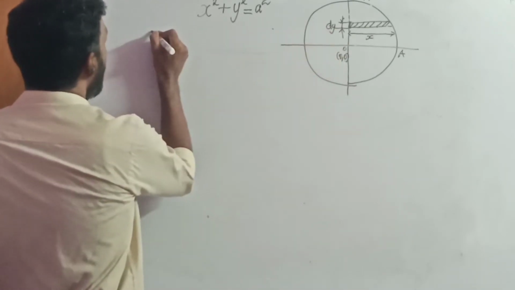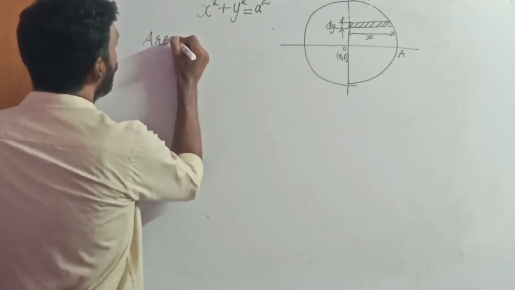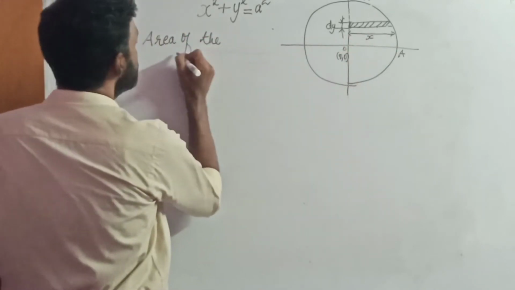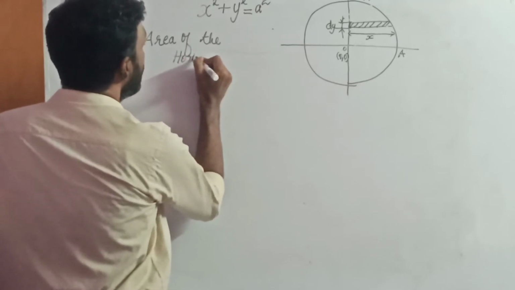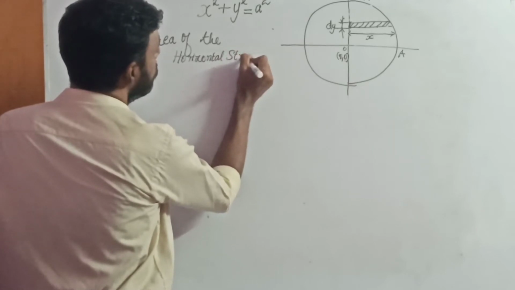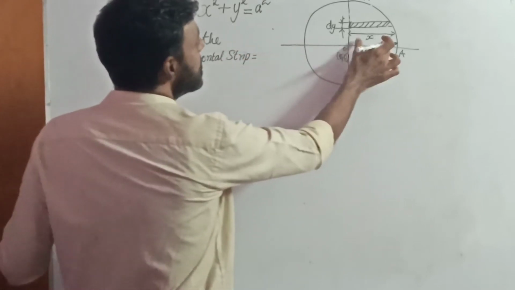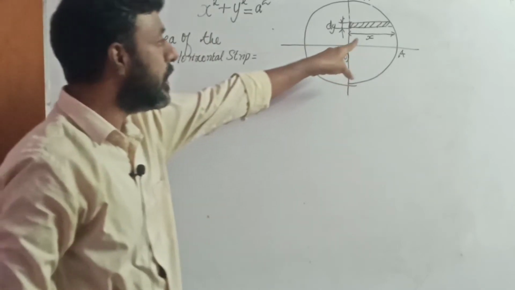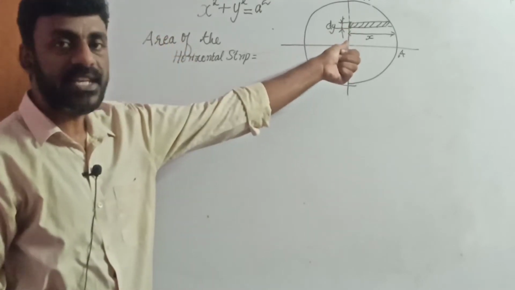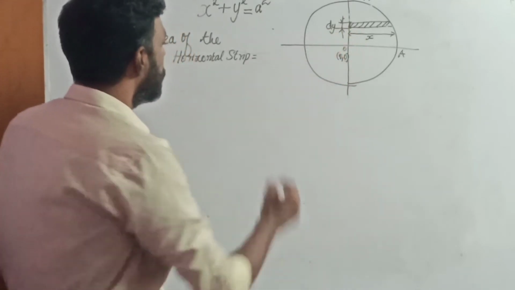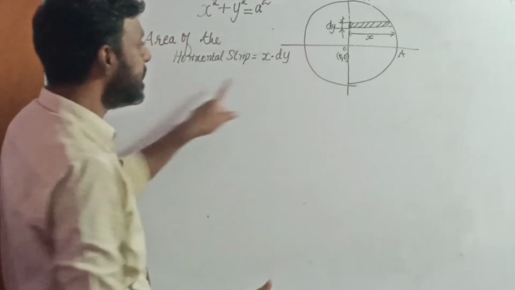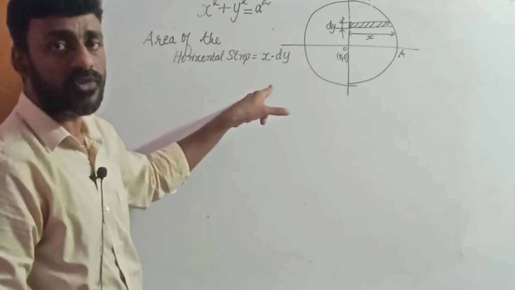So the area of the horizontal strip, which is nothing but x into dy, because area of a rectangle, we know that length into breadth. You have a length over here as x, you have a breadth over here as dy, so x into dy. Okay, that is the area of the horizontal strip.